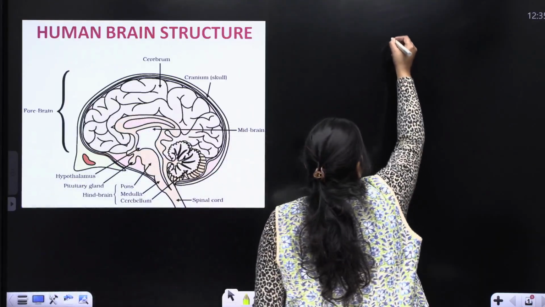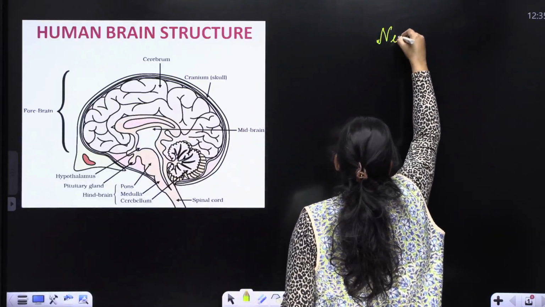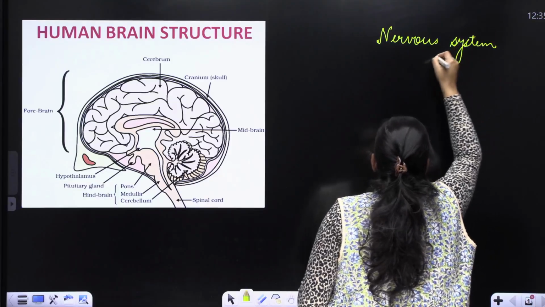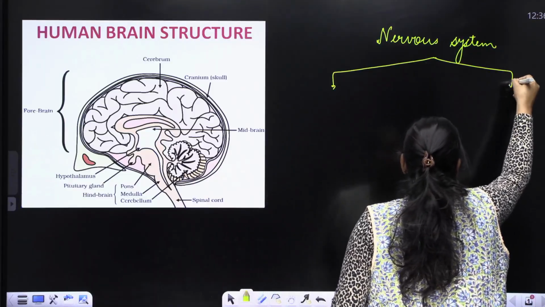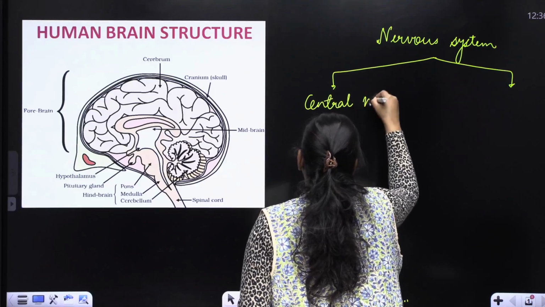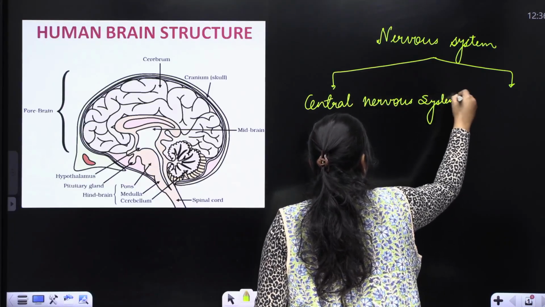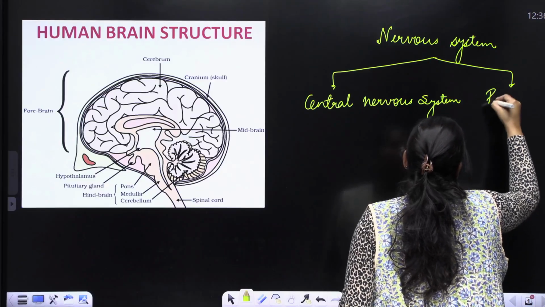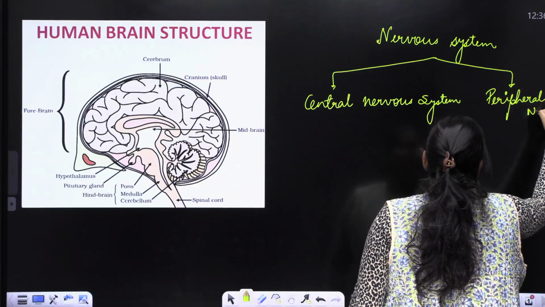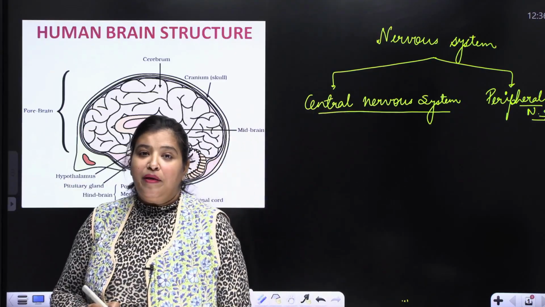So, the nervous system can be classified into two broad categories: the central nervous system and the peripheral nervous system. So these are the two main nervous systems which are present in our body.